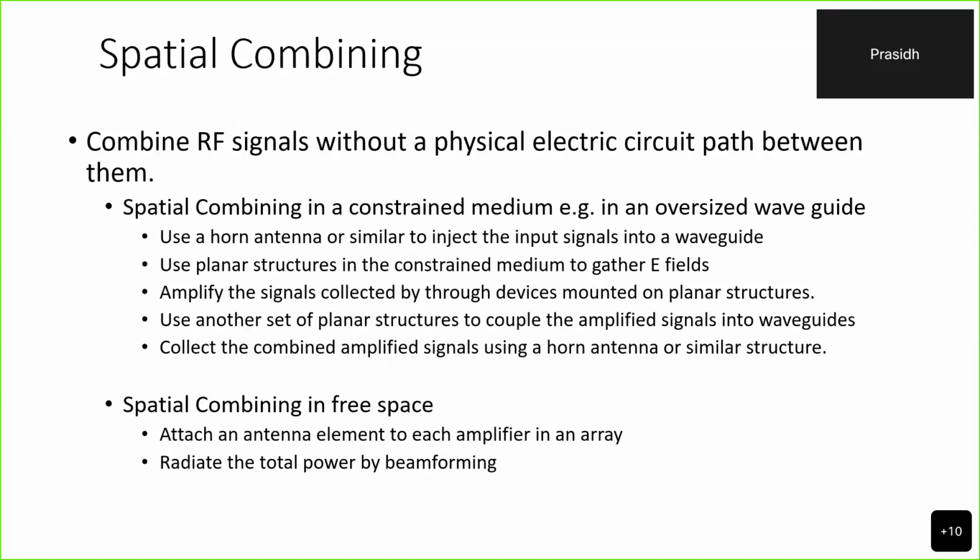Another way of spatial combining is combining in free space. All the beamforming transceivers that are currently operational for 5G essentially do spatial power combining. There are multiple antenna elements, each one connected to an RF power amplifier, and then a progressive phase shift is applied to each of the paths, so that the power is maximum at a specific angle in space. We'll be touching upon this.